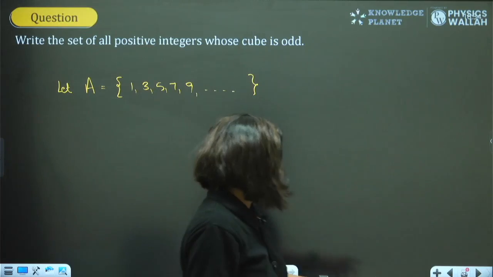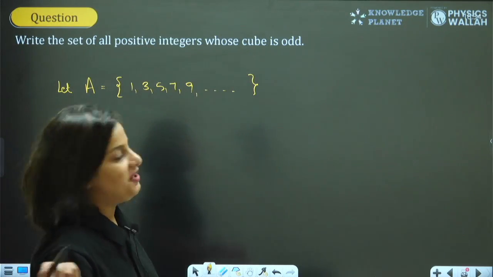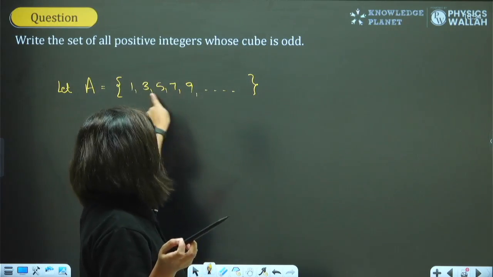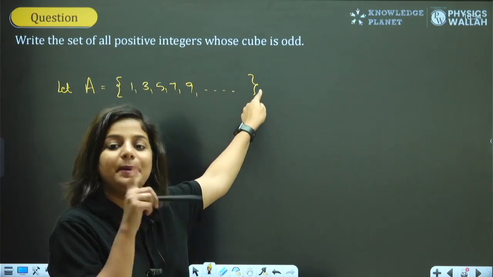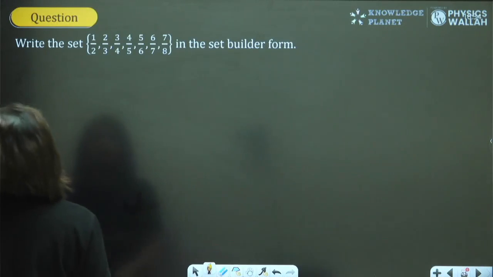Even numbers will have cubes that are even. Guys, they asked for positive integers, so I have written positive. Otherwise, there would have been -1, -3, -5 also. Well, right now not needed.